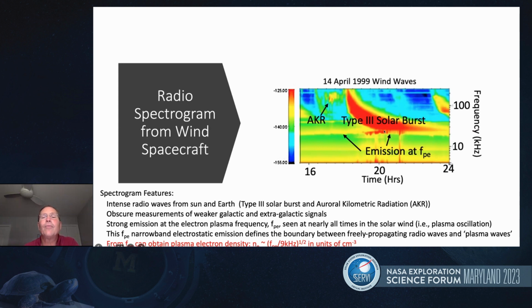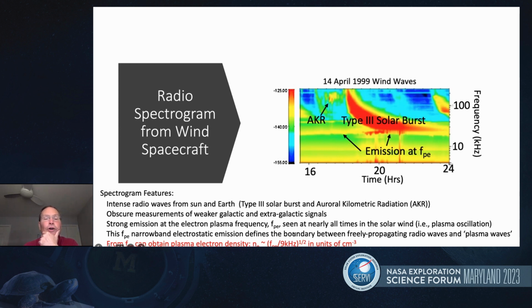What you can see is this line here, this narrowband line near 20 kilohertz. These are plasma oscillations, where the electrons move around the ions, oscillating around the ions at the local plasma frequency. And this is just a wonderful tone. You see it nearly at all times in the solar wind, because if you know the plasma frequency, you can get the electron density. In fact, the plasma frequency goes as the square root of the electron density.